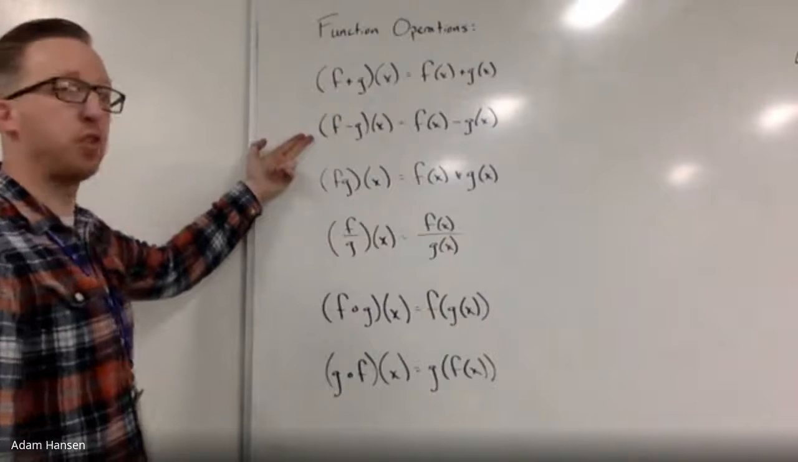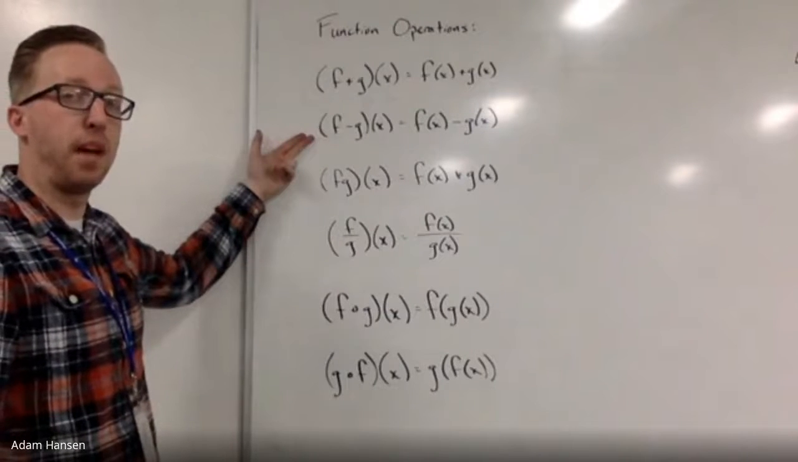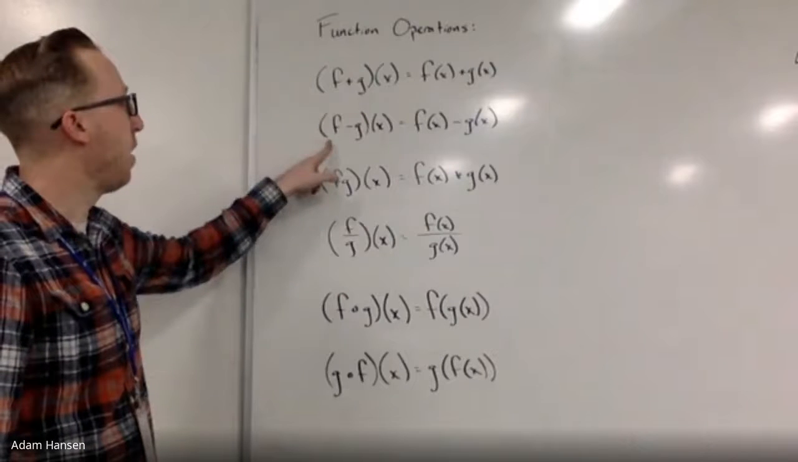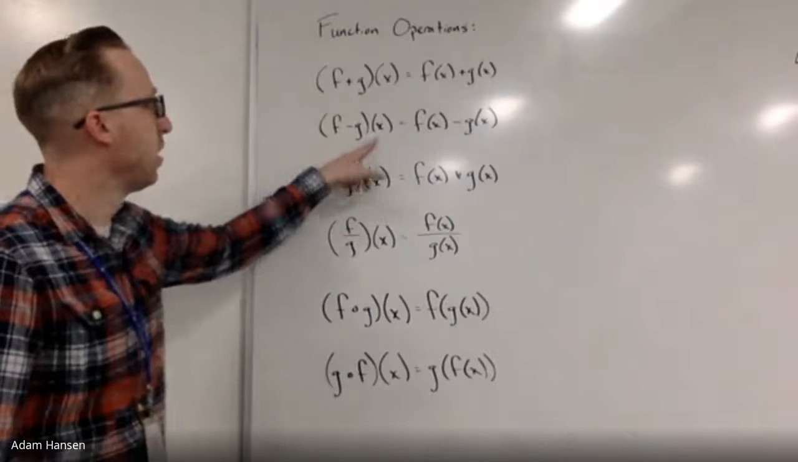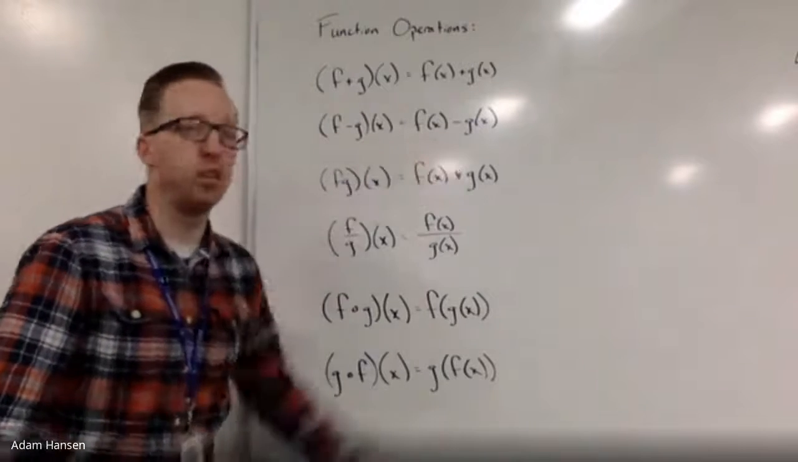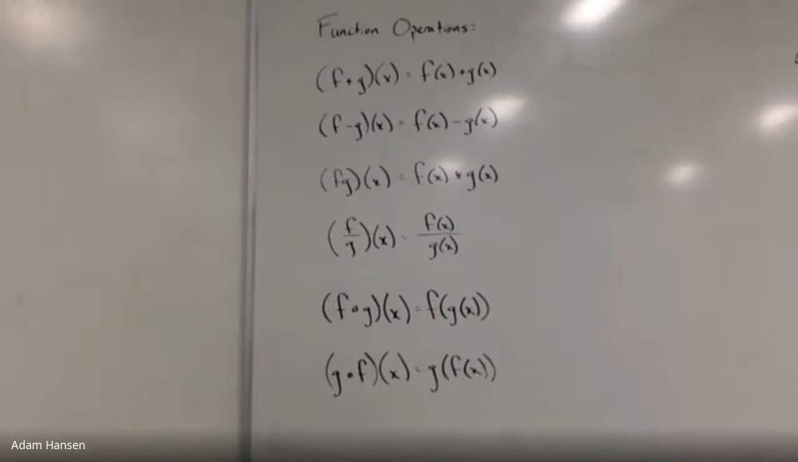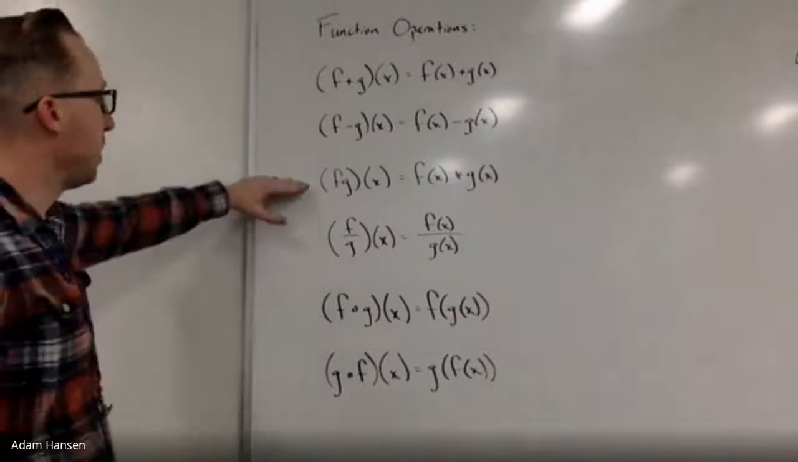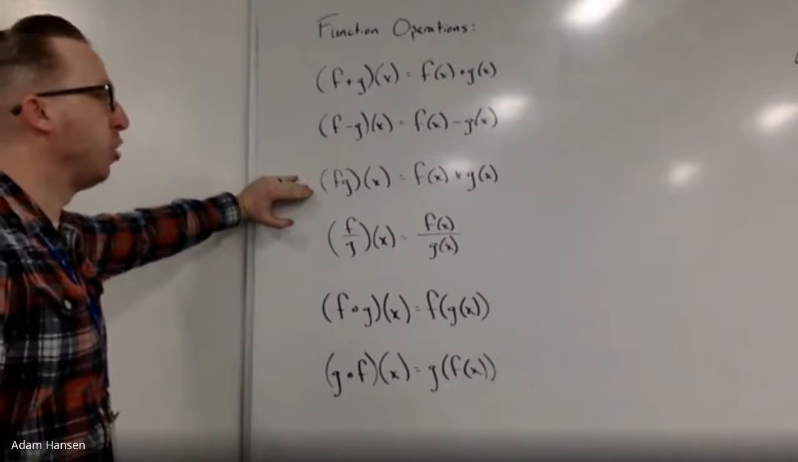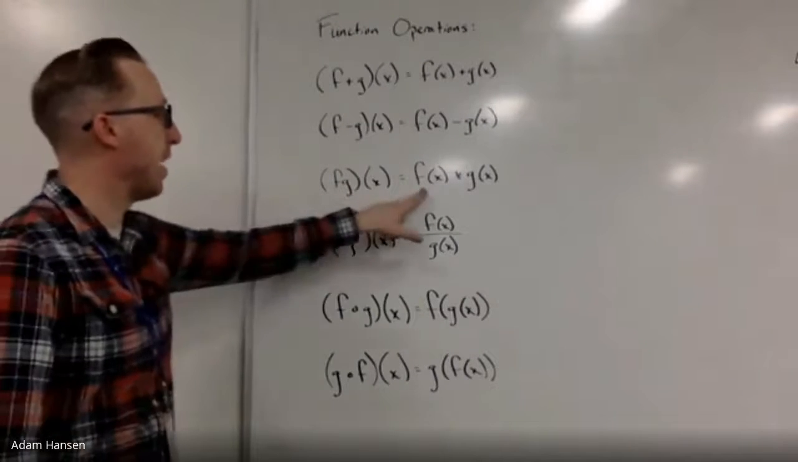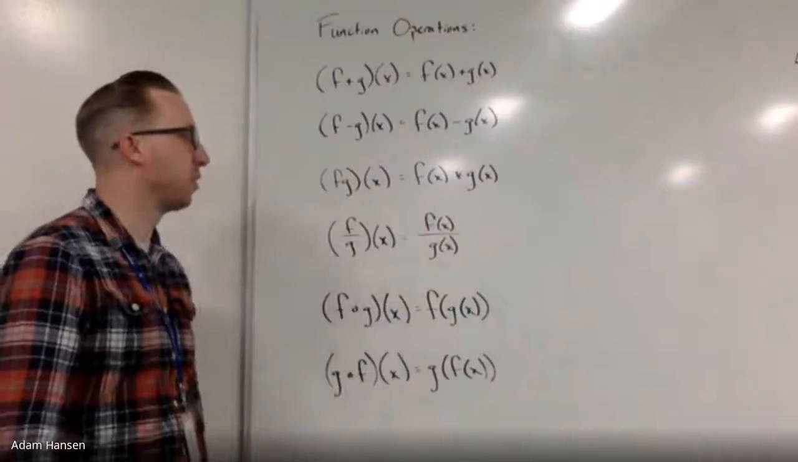Line 2 is the difference of two functions. I combine them by subtracting. (f - g)(x) is f(x) minus g(x). One function minus another. Line 3 is the product, (f · g)(x). (fg)(x) means take f(x) times g(x).